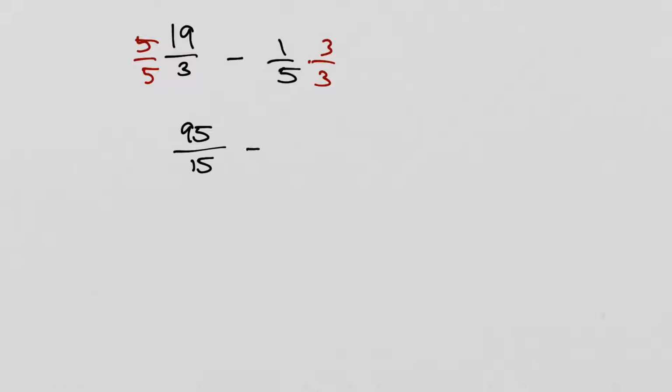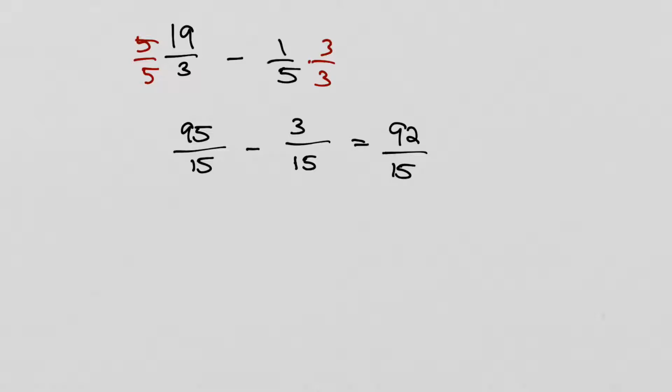So for subtracting, just for a couple other examples, if I had 19 over 3 minus 1/5, I could multiply this one by a 5 over 5, multiply this one by a 3 over 3, and let's see, 5 times 19 gives me a 95 over 15, minus 3 times 1 is 3 over 15, and this gives me 92 over 15.